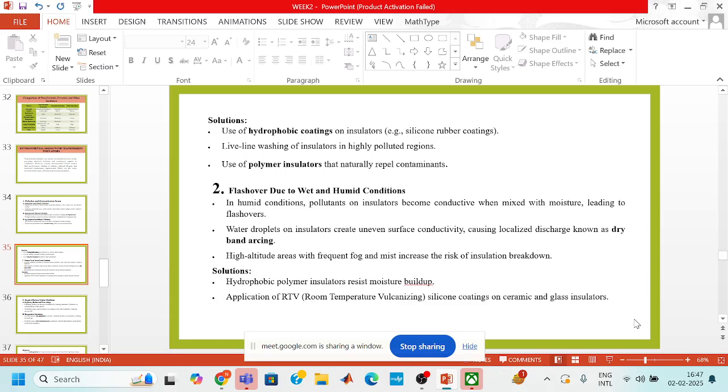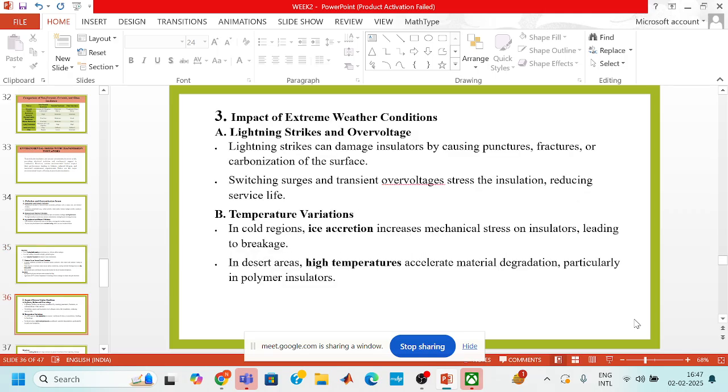The solution for this is to use hydrophobic polymer insulators, which resist moisture buildup. Second is the application of RTV, room temperature vulcanizing silicon coatings, on ceramic and glass insulators. The third environmental effect is the impact of extreme weather conditions. Here we see lightning strikes and overvoltages, and second, temperature variations.